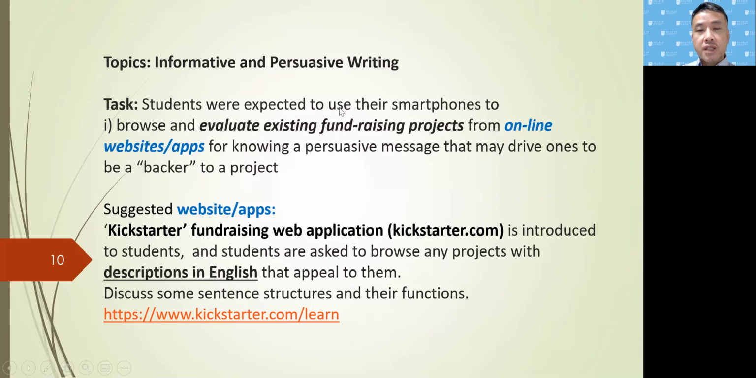Students, again, are expected to use the smartphone, for example, to browse and evaluate some existing fundraising projects. Now, persuasive writing means you ask people to buy your product or service. In the market, we have a lot of websites, for example, Kickstarter, and they also have apps. So someone, could be you, could be me, has a very good business idea but needs money. So we post a message to convince the reader to support us, for example, by donation or by buying your service. That's why they are a backer if you're interested in someone's project.